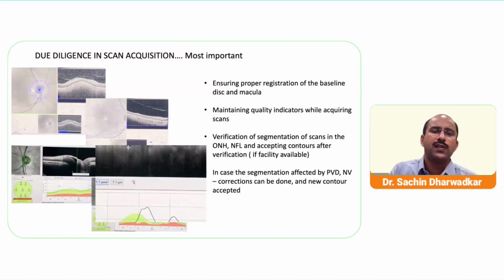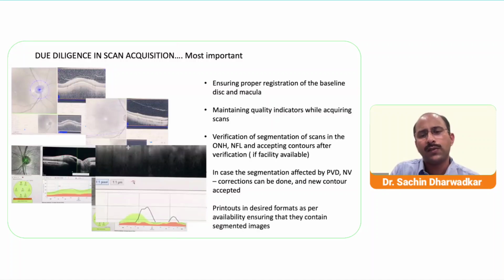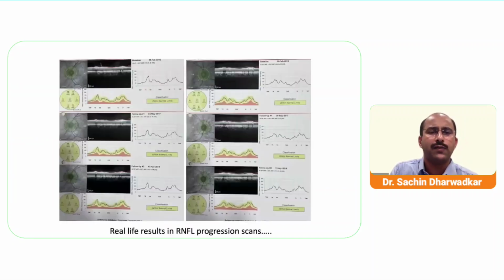Now, the important thing is this may look very time consuming, but once the protocols are set, this is just a few seconds' job, and you are through it, and you get an excellent image at the end of it. Printouts in the desired formats as per availability are very important, and ensure they contain all the segmented images and all the boxes that we already said, the 4 points, so that you get the best output of whatever machine you have.